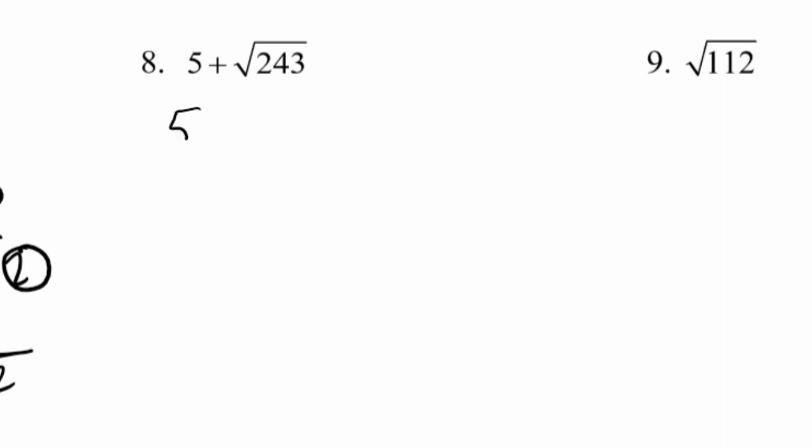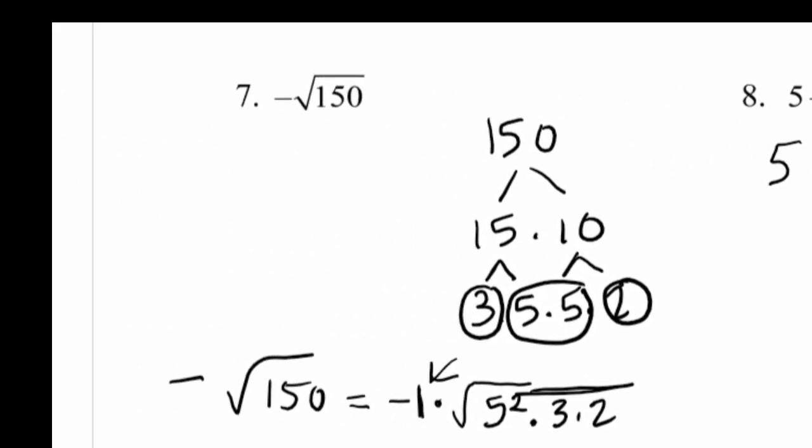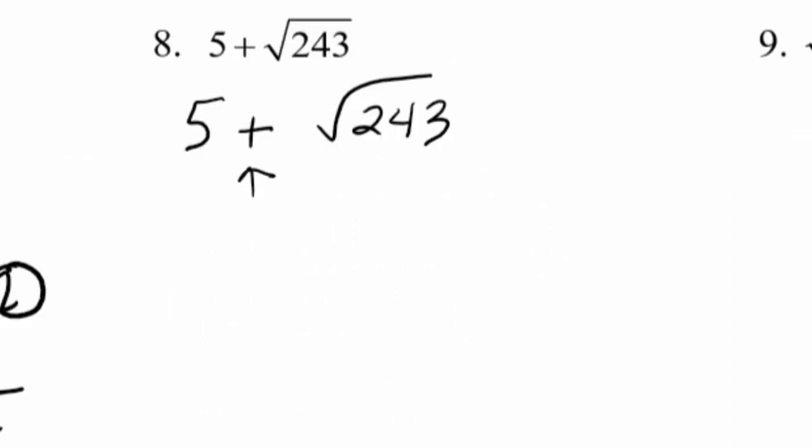Okay, so now we have 5 plus the square root of 243. So that's different than last time, right? Last time we had a coefficient in front of the radical. We had a negative 1 times, right? Let's look over here, negative 1 times. This time we have an addition. So that makes it a different thing. So let's go ahead and do our factor tree on 243. So 3 goes in there times 81. 81 is our perfect square, isn't it?